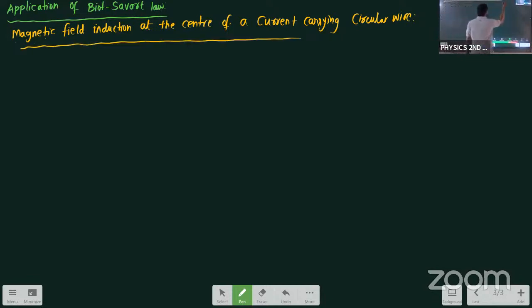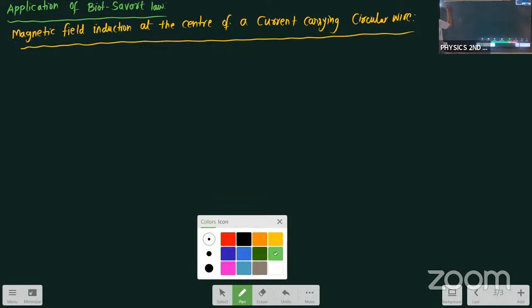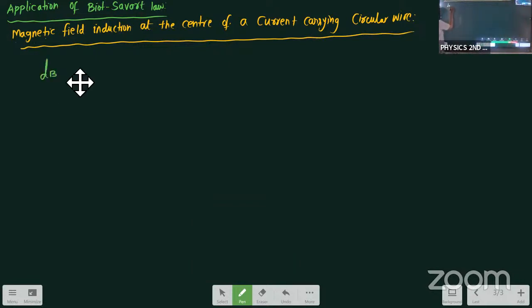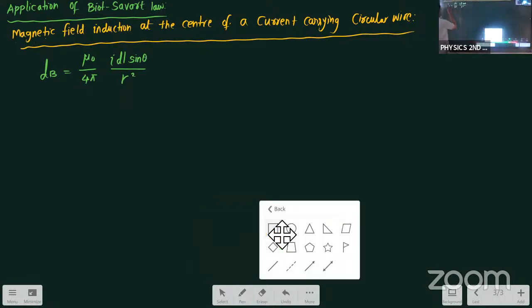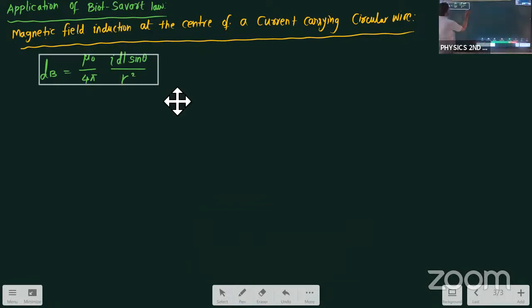Carefully see this. What is our Biot-Savart law? Our Biot-Savart law formula is dB is equals to mu naught divided by 4 pi I dl sin theta divided by r square. This is the formula for Biot-Savart law. By using this formula, we'll be solving this above problem.